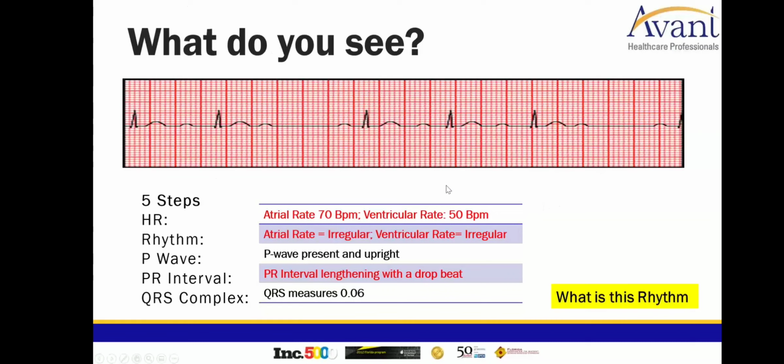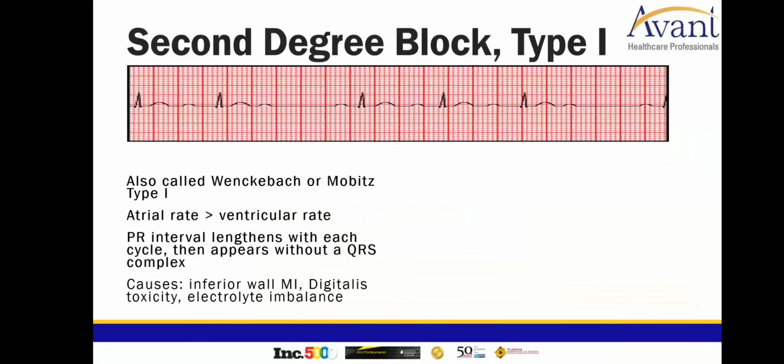So what are we seeing? A lengthening PR interval with an eventual drop beat. Okay, once again, the PR interval is lengthening and eventually has a drop beat. In this case, we have a 3-to-1 drop beat. Ventricles are normal. So what are we going to call this rhythm? This is a second degree block type 1, a type 1 second degree heart block.